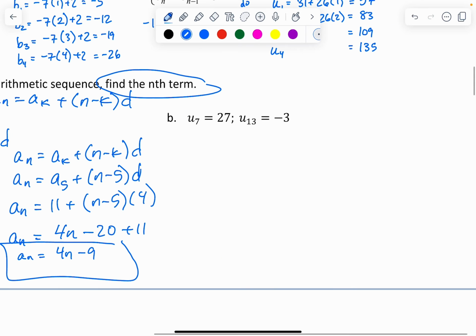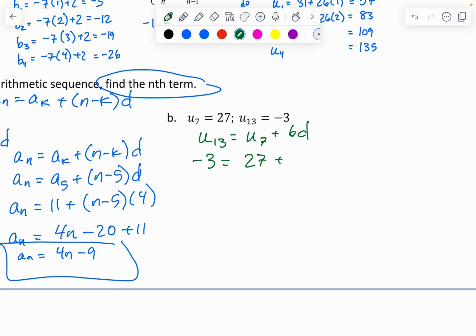Okay, the next one behaves in a similar way. I'm going to go a tiny bit faster and switch colors. U sub 13 is equal to u sub 7 plus 13 minus 7, which is 6d. And so I have negative 3 is equal to 27 plus 6d. Subtract 27, get negative 30 is equal to 6d. Therefore, d equals negative 5.